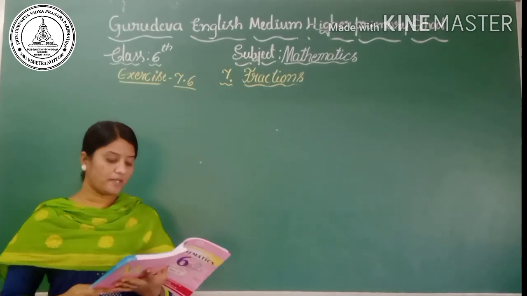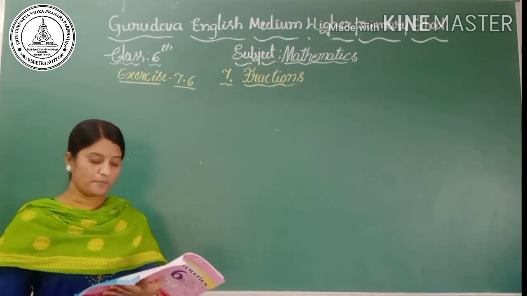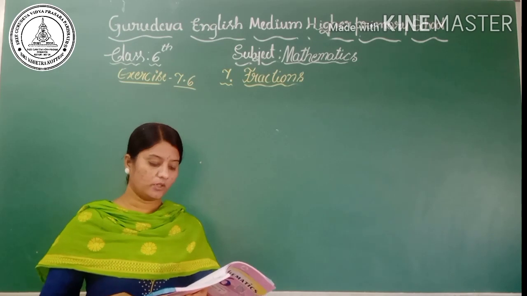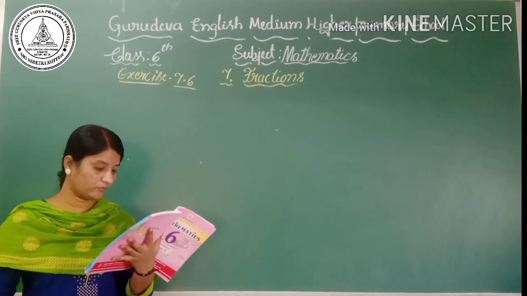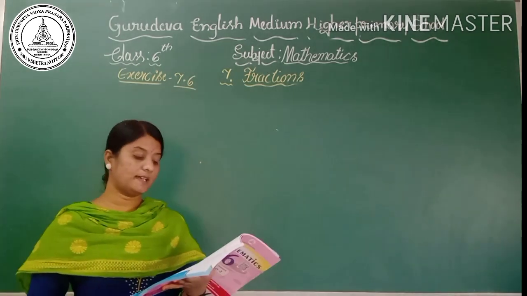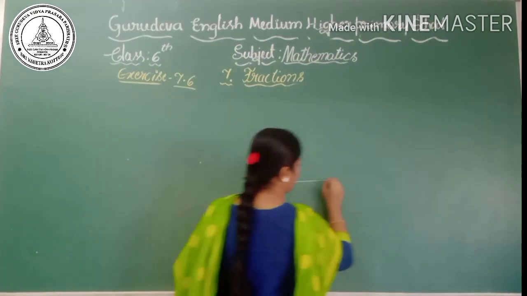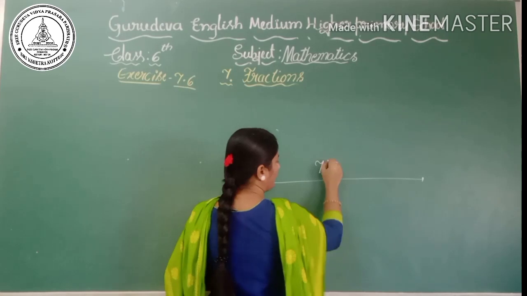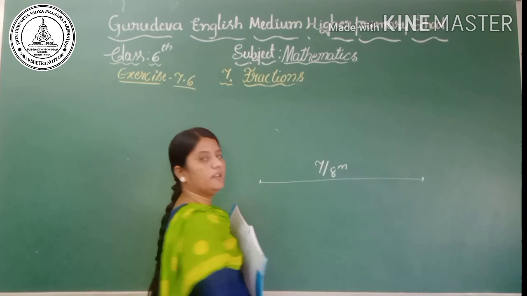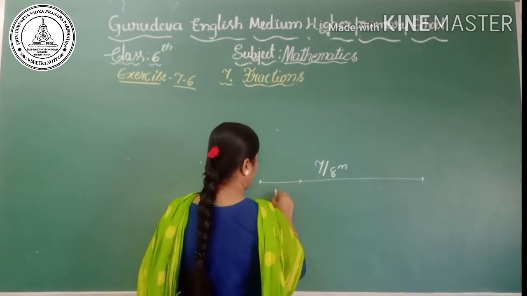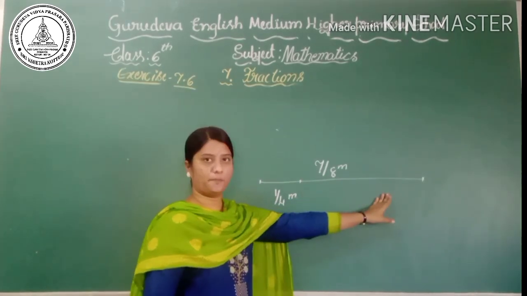This question is: a piece of wire 7 by 8 meter long broke into two pieces. One piece was 1 by 4 meter long. How long is the other piece? Here there is the length of a wire. So in that, just imagine the total length of this wire is 7 by 8 meters. Okay. So in that one of the pieces is 1 by 4 meter. Okay. Then what is the length of the other piece?